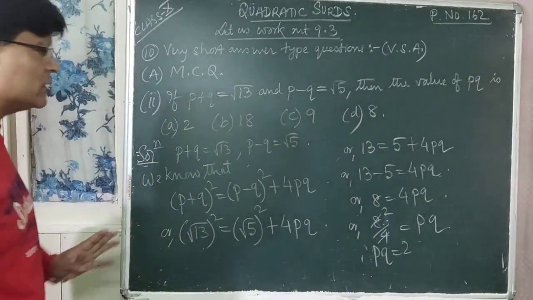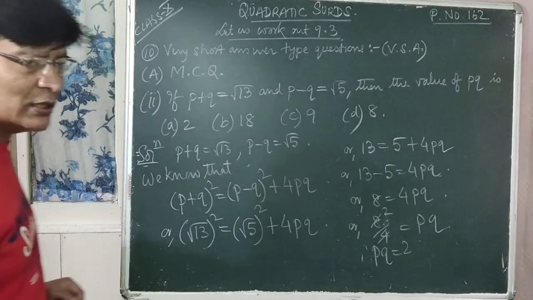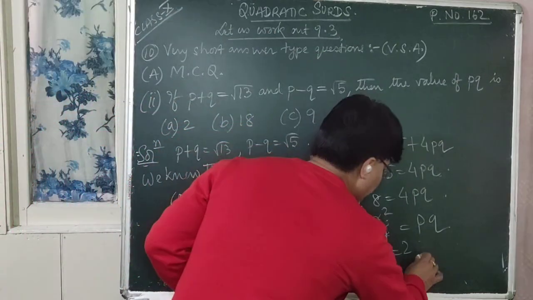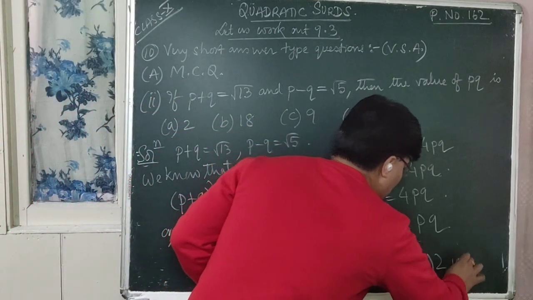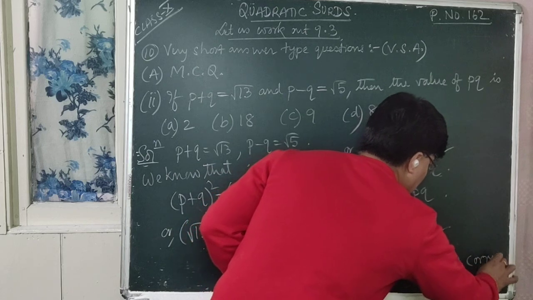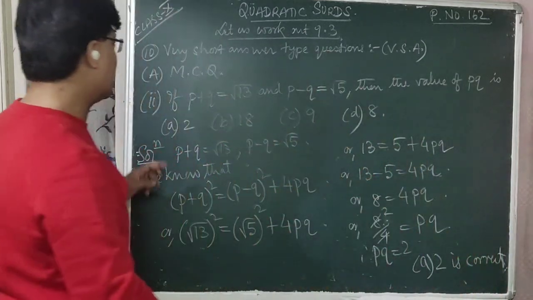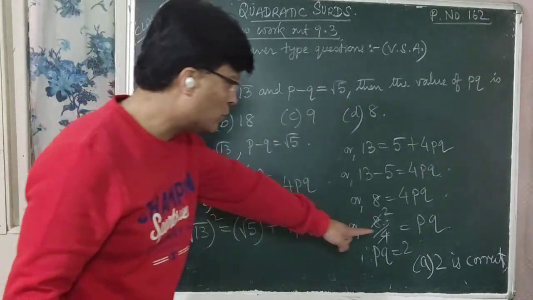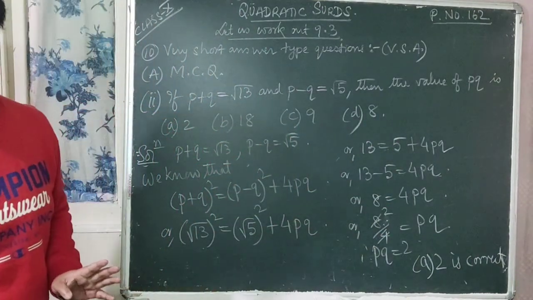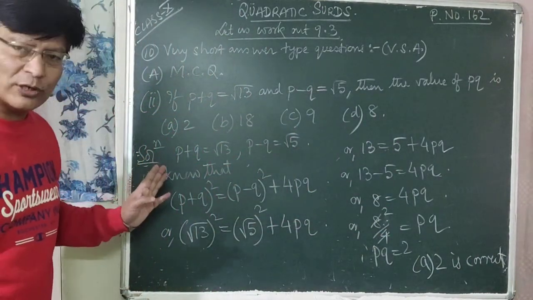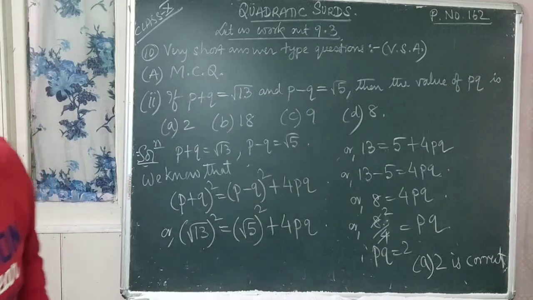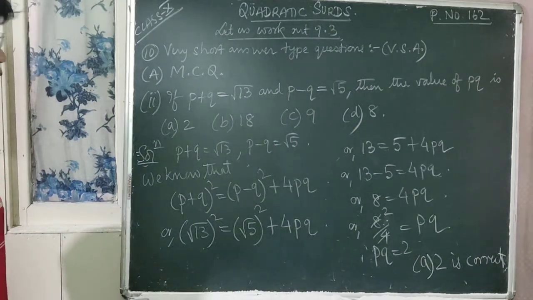It is 2. Which is the correct option out here? It is option A, 2. Option A, 2 is the correct answer. Is that clear to all of you? So you can copy it. We'll do the next question now.